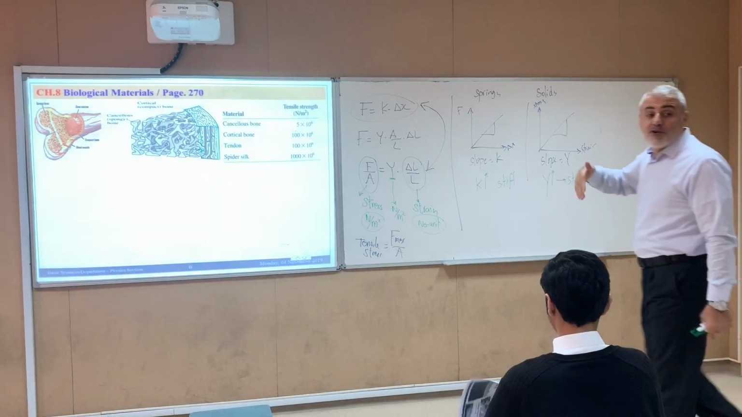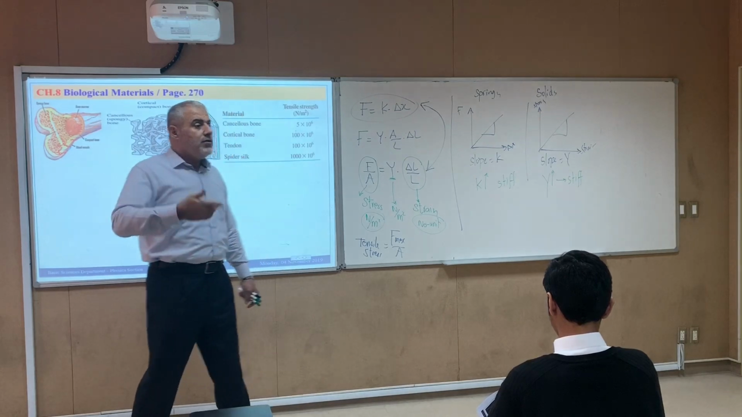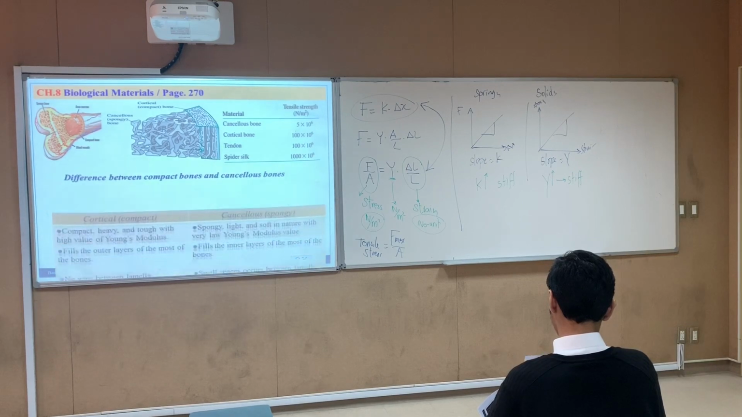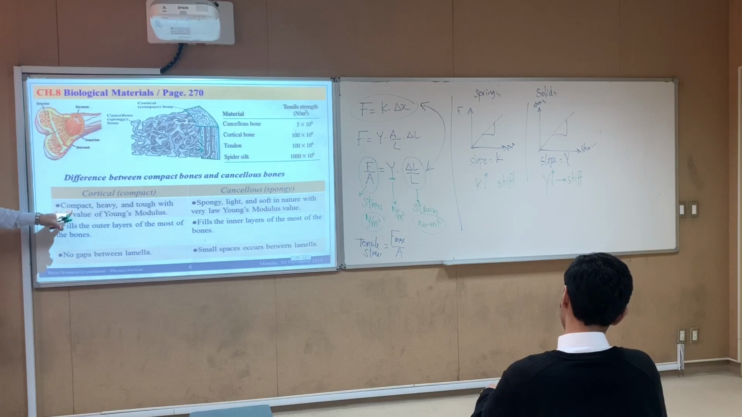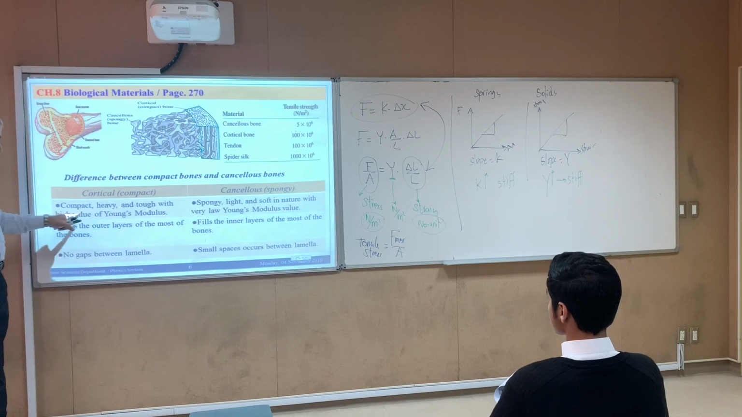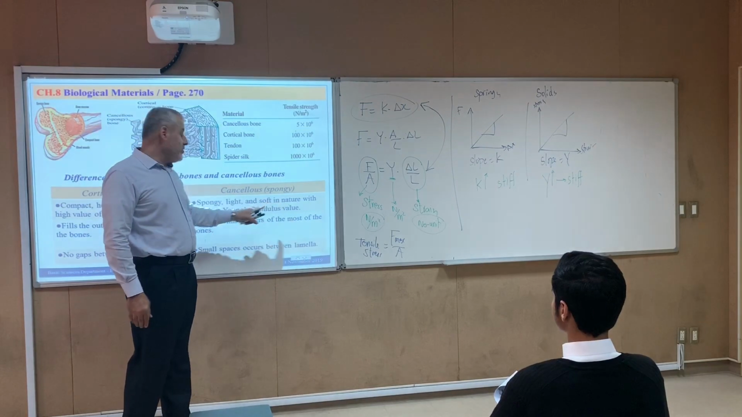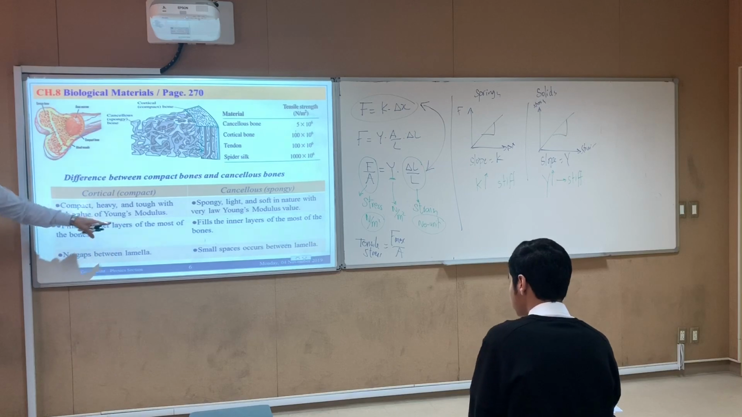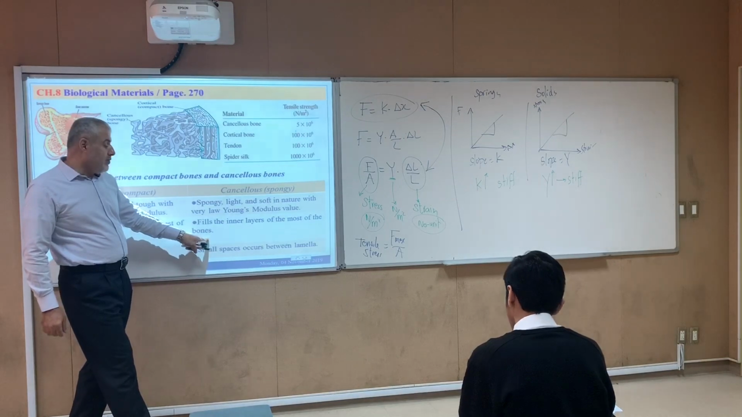Now it's happening to many people, men and most women, due to pregnancy and birth. See this comparison: cortical is compact, heavy, tough, with a high value of Young's modulus. Spongy is light, soft in nature, with a low value of Young's modulus. Cortical fills the outer layers of most bones, and spongy fills the inner layers.